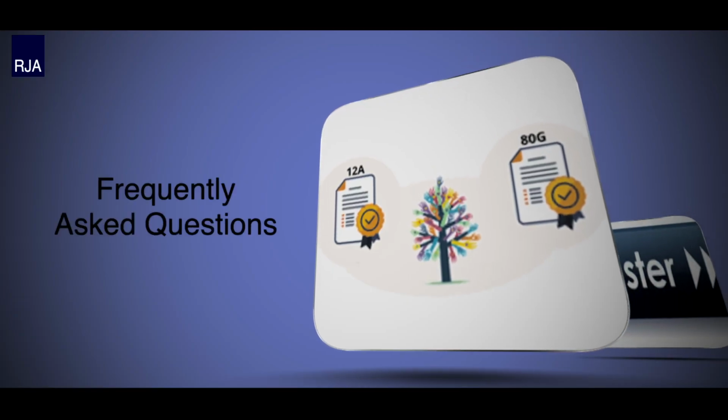Now we finally come to some of the frequently asked questions. First is how to obtain a 12A registration certificate. So for this, the applicant will have to fill in an application in Form 10A and shall submit the said application along with the supporting documents. After successful verification of the application and documents by the Income Tax Department, they will issue the 12A registration certificate under Form 10AC.